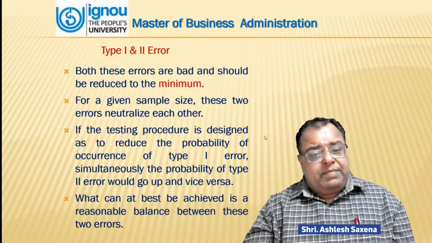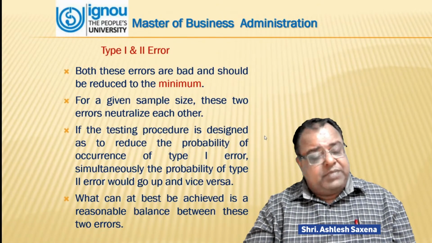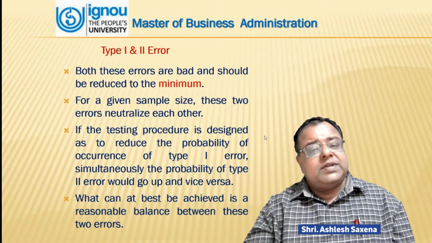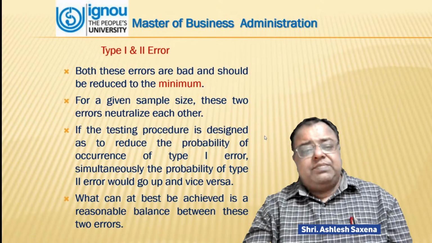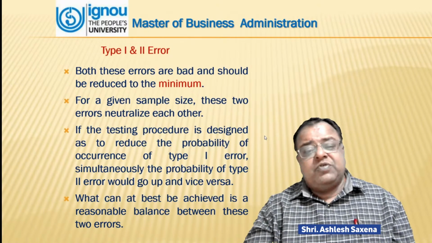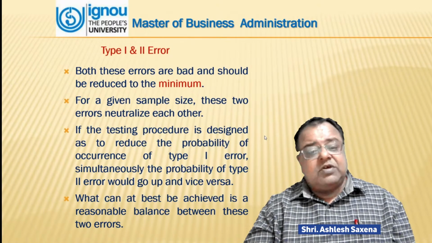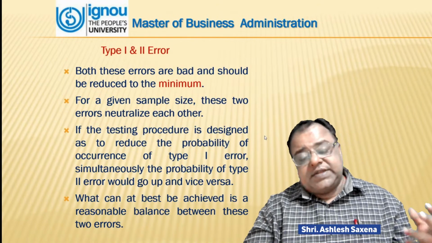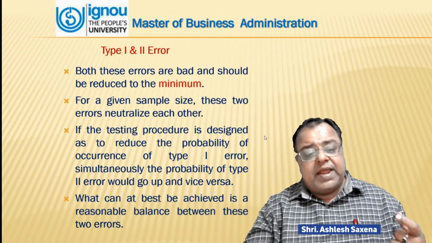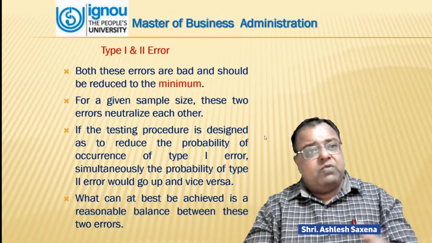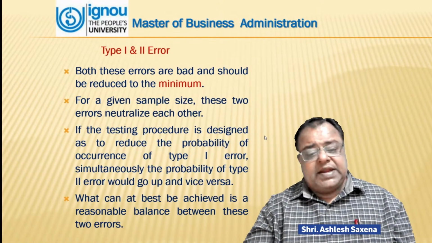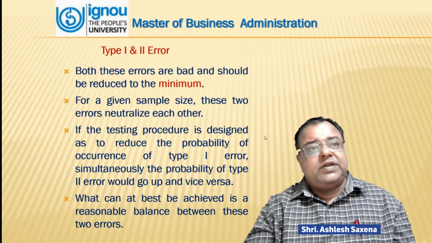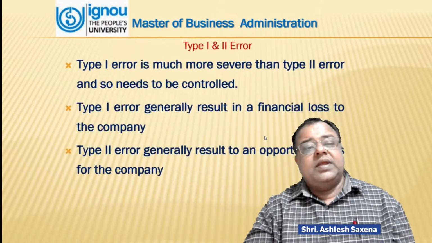Both these errors are bad and should be reduced to a minimum. For a given sample size, these two errors neutralize each other. If the testing procedure is designed so as to reduce the probability of occurrence of type 1 error, simultaneously the probability of type 2 error would go up and vice versa. What can best be achieved is a reasonable balance between these two errors.